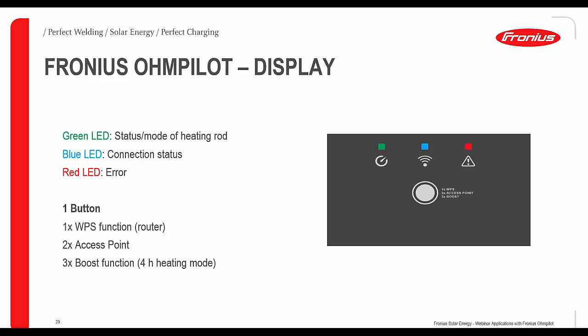We also have the one button in the middle. There are also the writings next to it. Press it once, you have the WPS function, where we can connect it to the router. With 2 pushes, we have the access point opened, where we can then connect with a laptop or a tablet. And when we press it 3 times, we have the boost function activated, which means that for 4 hours straight, the heating that is connected will run on full power. That is possible to run for this heating.